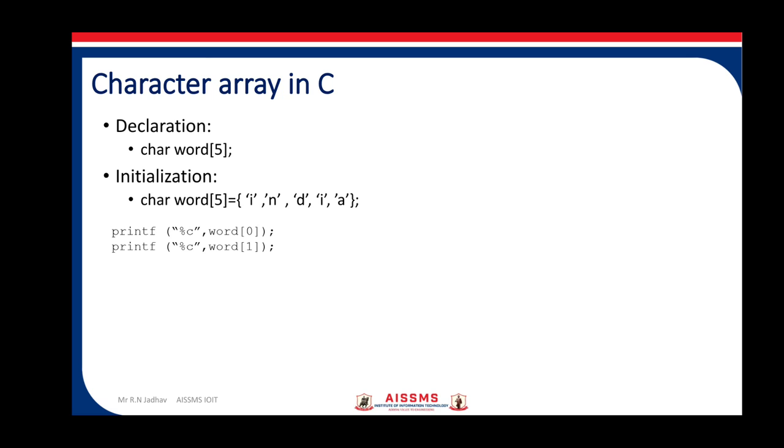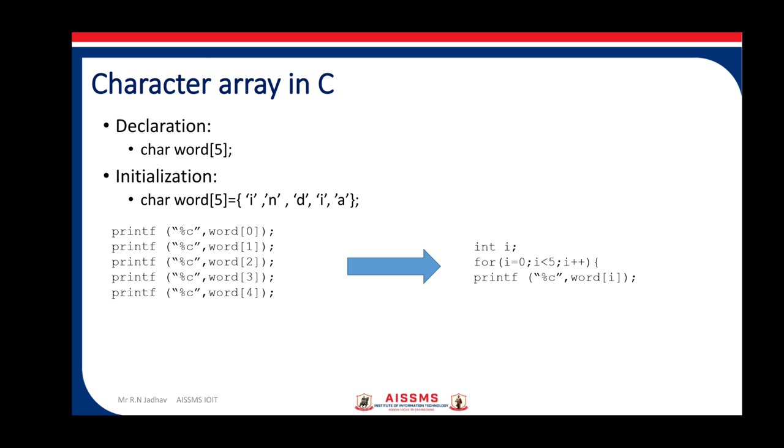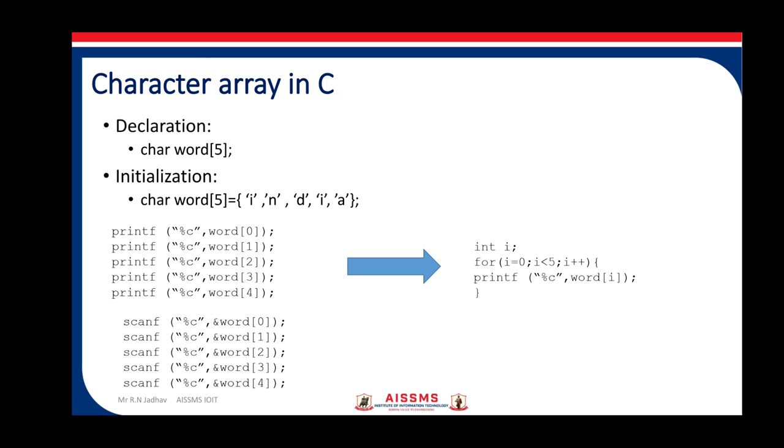Again, how to read the elements? The same procedure as integer array, only the format specifier will be %c, or we can also use the for loop to read all the elements. Again, scanning new values, you can use the scanf statement with the ampersand sign, which will indicate the address of the variable. In the same way, we can use a for loop to read all the characters one by one.